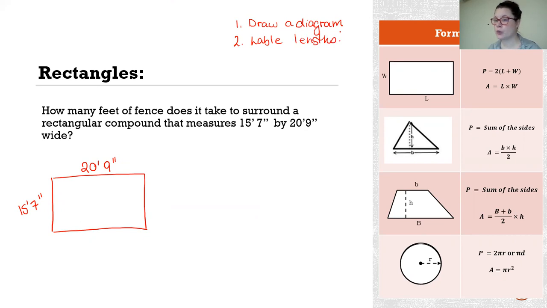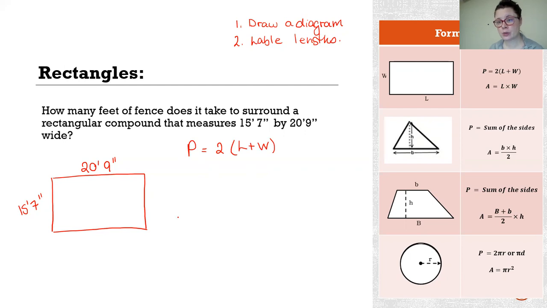Label our lengths or our measurements that we know. So this is what we know. We need to find out what is the perimeter. So I often will start by writing the formula. So perimeter is 2 times the length plus the width.